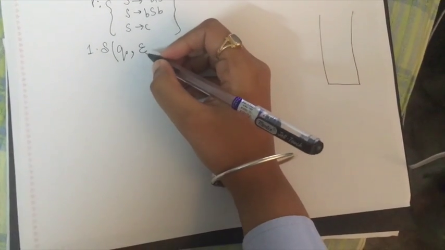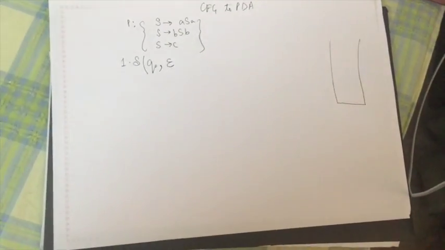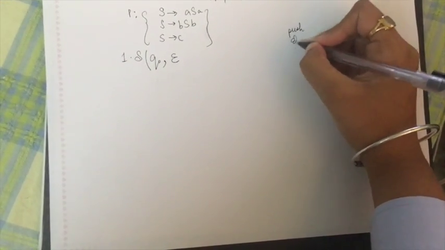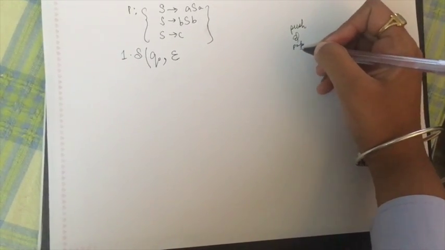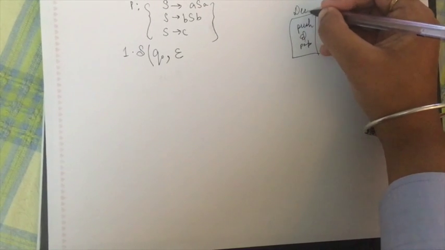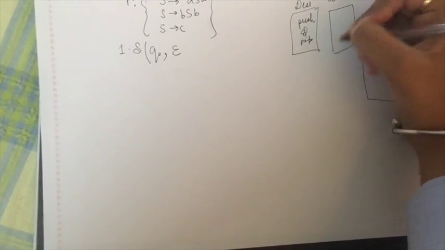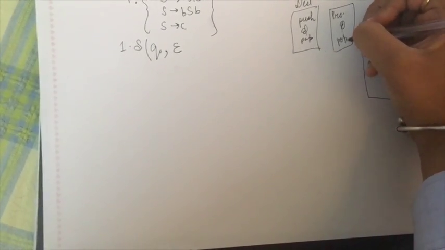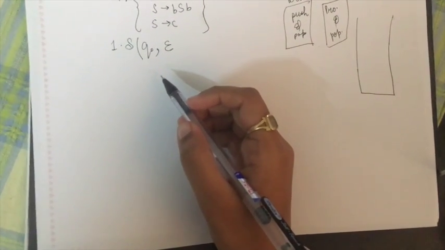So what did we do in the designing of a PDA? While designing a PDA, first of all, we used to push the symbols in the stack and then pop the pushed symbols using other input symbols. Okay, so that is what we did while we were designing a PDA. But when we have to convert a CFG to PDA, we simply write the production rules, and then we pop. Okay, there is no pushing in the stack.